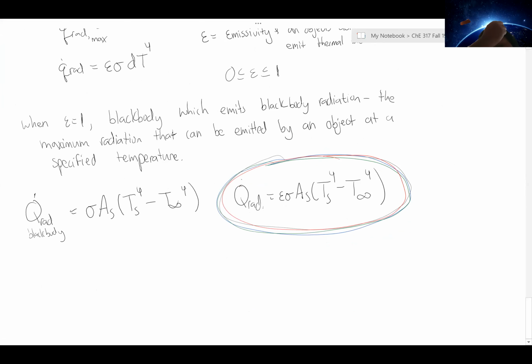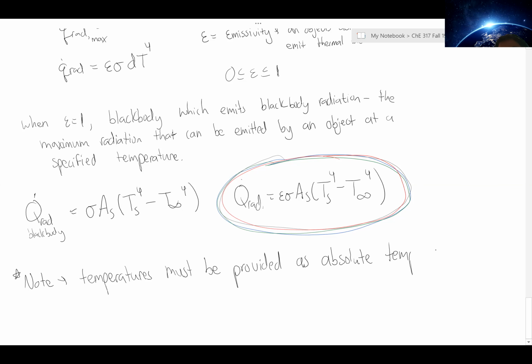Now, one thing I do want to note is that for radiation, temperatures must be provided as absolute temperatures, because taking 20 degrees Celsius to the fourth power is very different from taking 293 Kelvin to the fourth power.